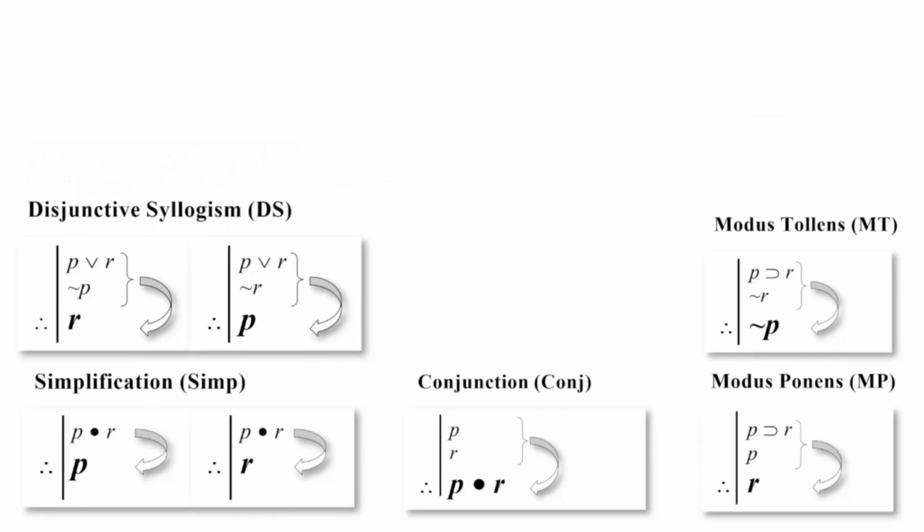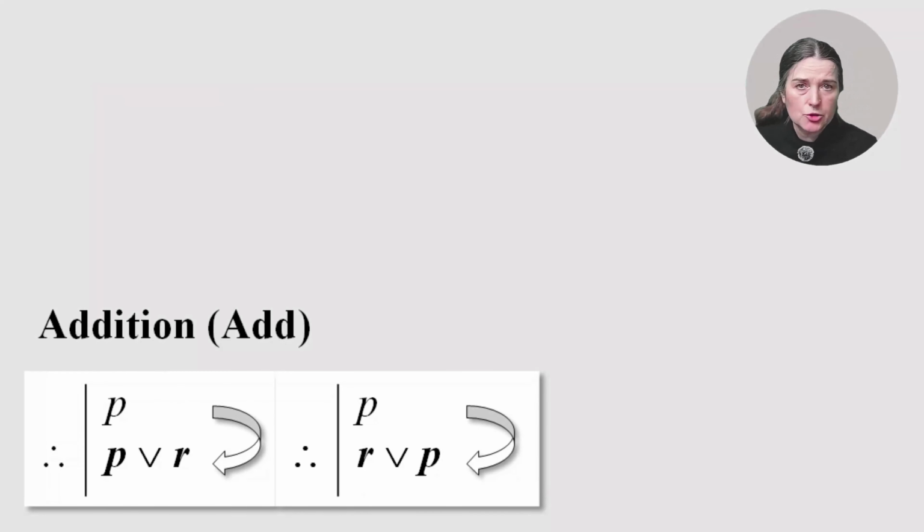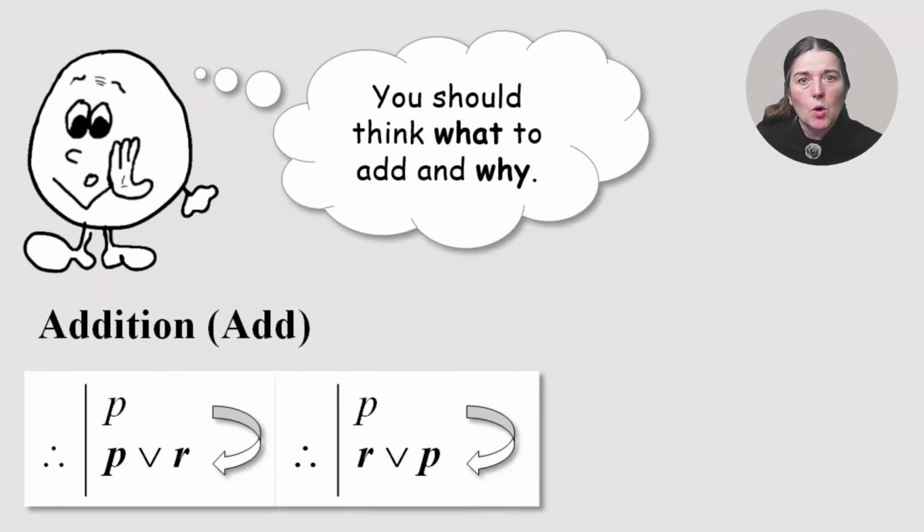We have just added a sixth rule to the bunch of rules that we already know, addition. We start with any one proposition, P, and we are allowed to infer a disjunction with P as a disjunct. P can be the first disjunct or it can be the second disjunct, doesn't matter. The problem with addition is that you need to know what you're adding and why you're adding that.